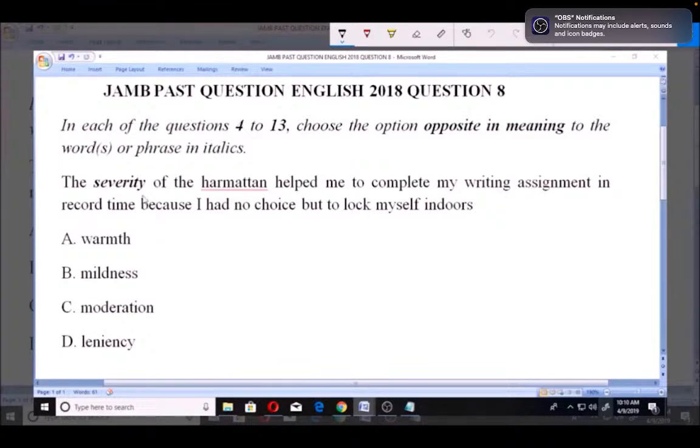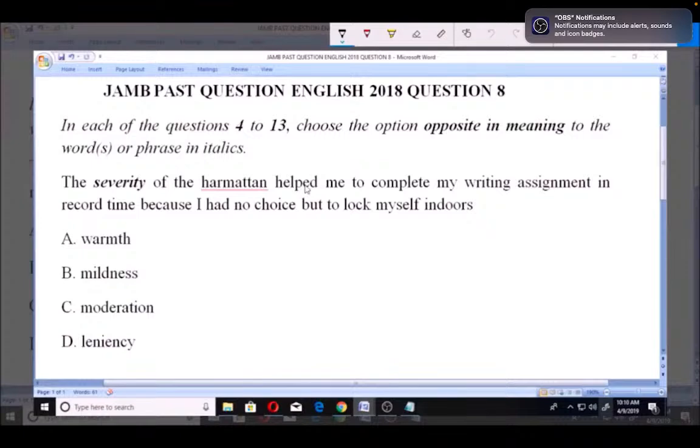The word in italics is severity. So which of these has a meaning that is opposite to that of severity? Option A, warmth. B, mildness. C, moderation. D, leniency. Severity is something that is very severe and harsh. The opposite is mild, something that is mild. So option B is the likely answer.